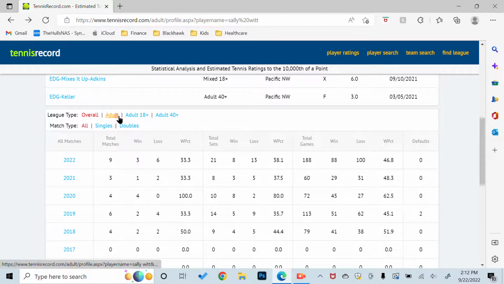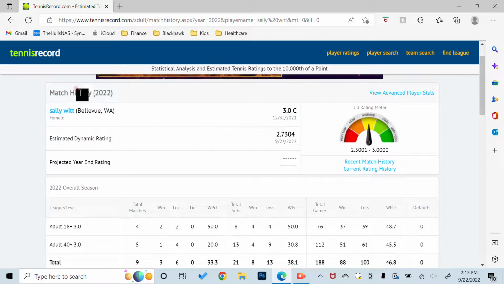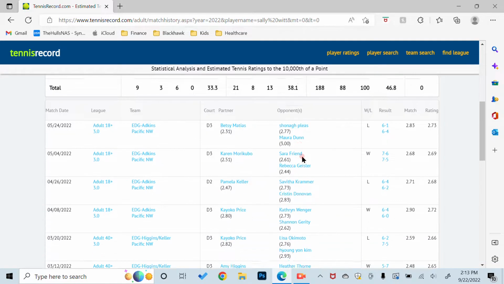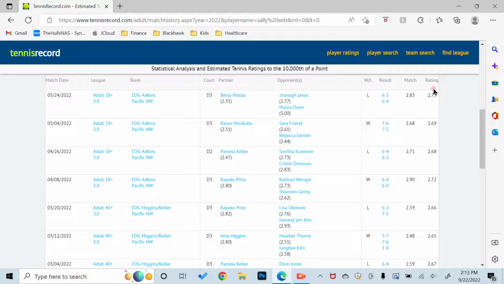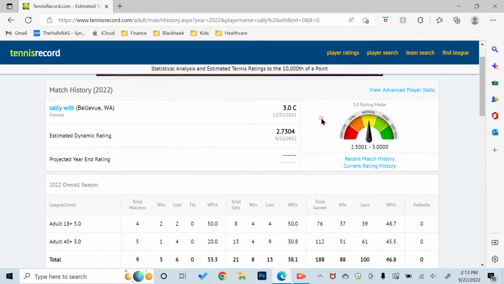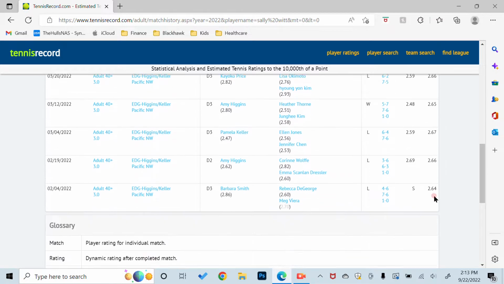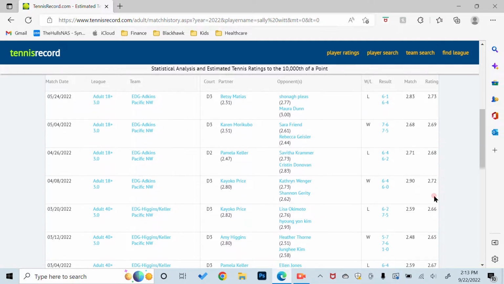You obviously can take a look at just the adult leagues, the 40 plus, the singles, the doubles. But really what I typically do when I'm looking at a player is I'll look at their most recent matches. But you can get 9 years worth of history. It does give you 9 years worth of matches. Okay, so match history for 2022. Again, we know Sally's a very solid, strong 3.0 player. What this is over here is the dynamic rating. So this top rating should always be the same as this rating. This is going to change based on each individual match played.